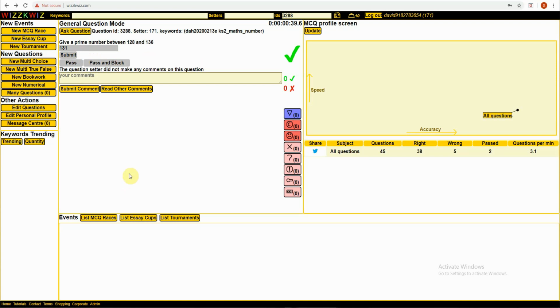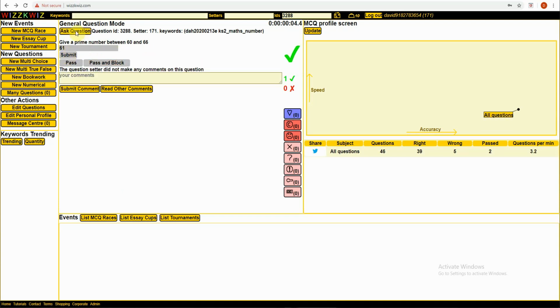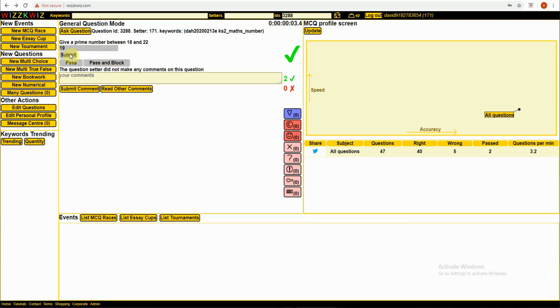Okay. Hopefully, if I try again, it'll give me a slightly easier one. Okay, that's a bit easier. 63 and 65, definitely not prime numbers. 18, 22, 19. Okay, so you can see how you can use the next prime function to generate random numbers, generate random questions like that.